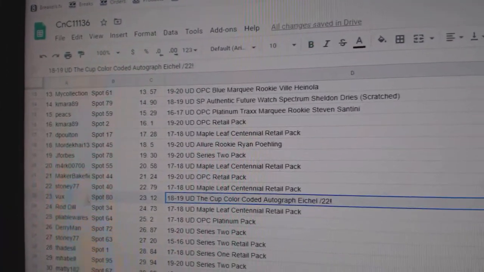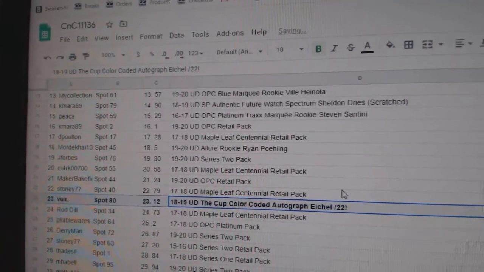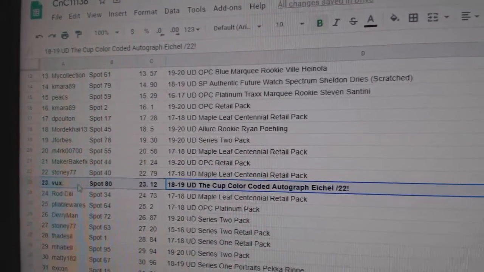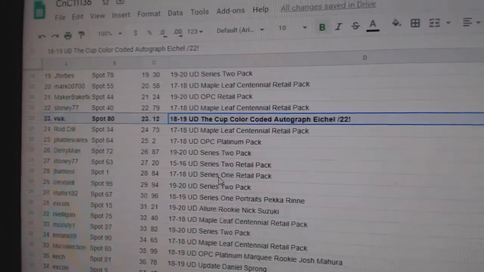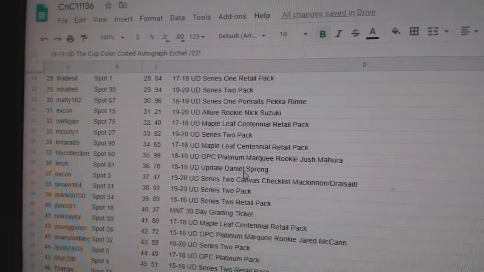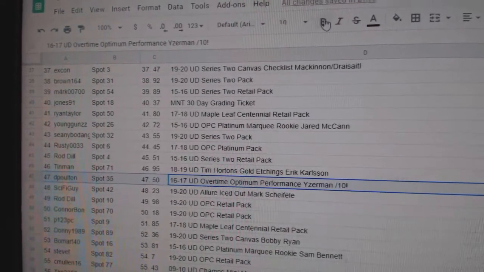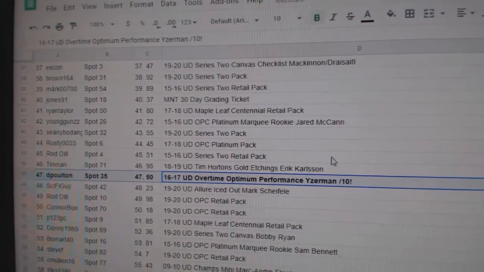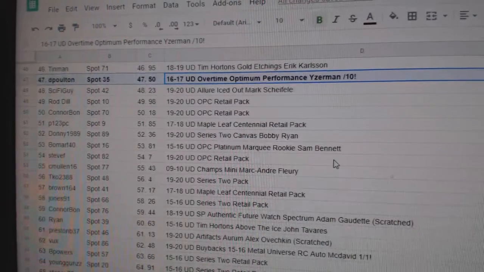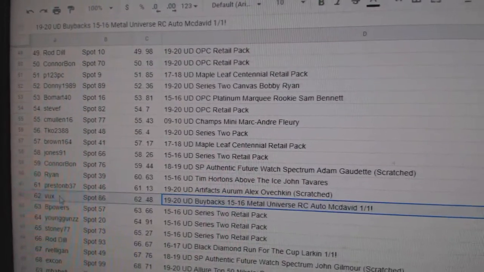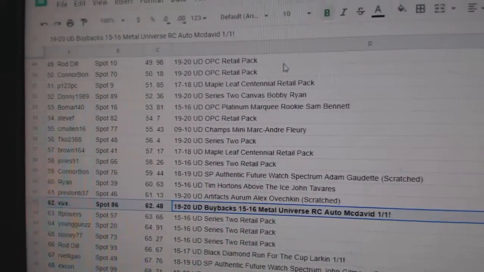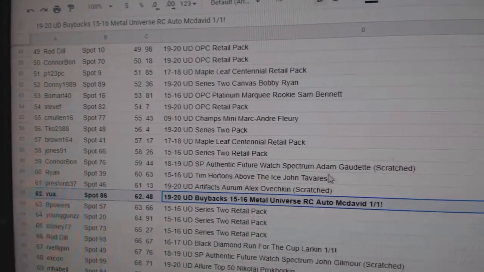Boom, boom, boom. The Eichel color-coded goes to Vux. Congrats, that's a big boy. Saving it to the end, apparently. The Yzerman out of 10 goes to D. Poulton. The McDavid goes to Vux.